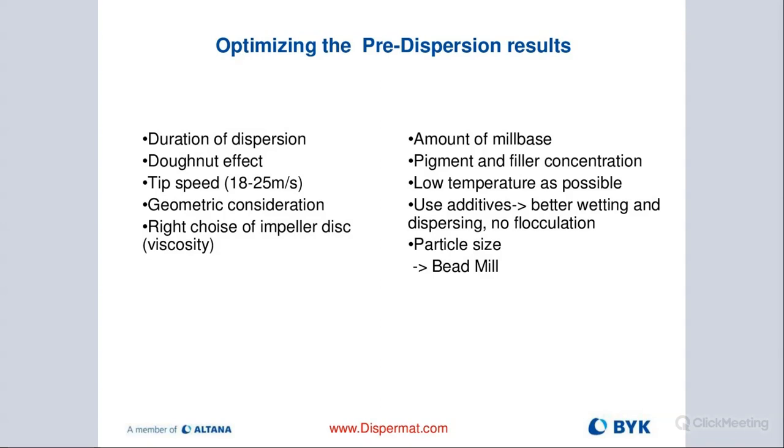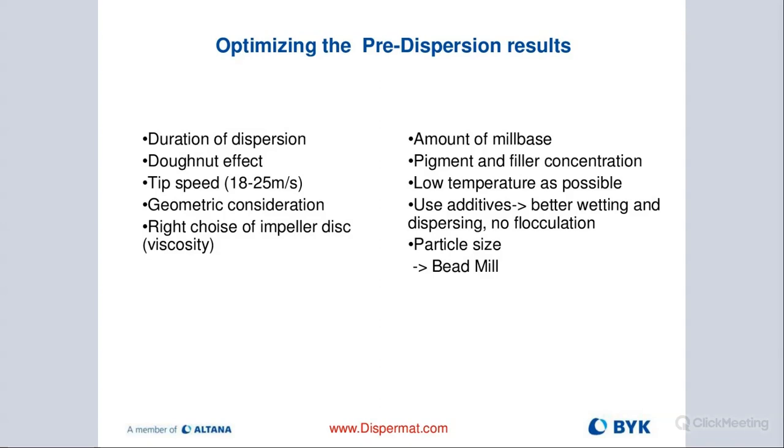So to optimize our pre-dispersion results, we obviously look at 15 to 30 minutes. We want to look at the donut effect, tip speed 18 to 25, the correct diameter of our milling disc to container ratio, and then the right impeller disc. There's many different types or shapes out there, depending on what you're trying to do. So some customers design their own. So just make sure that you use the correct disc. Volume: about 50% filling ratio in our container. Pigment filler concentration, so that's formula related.